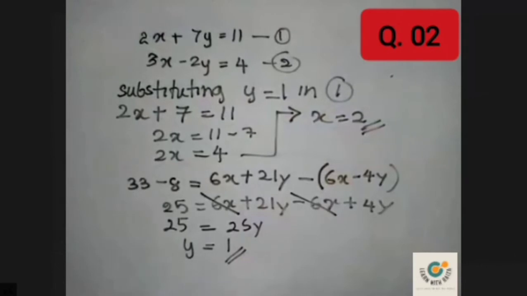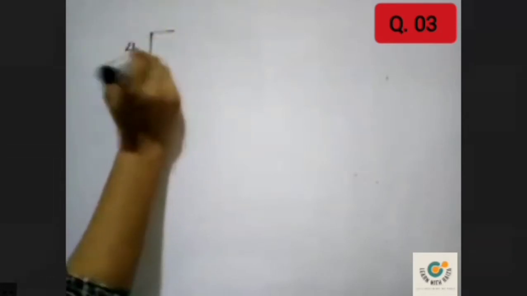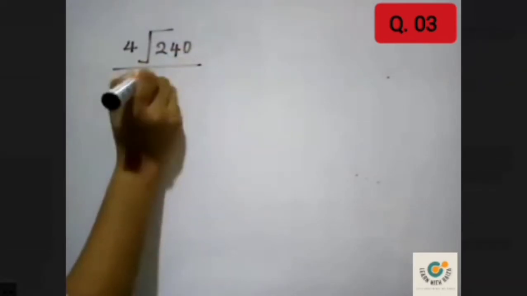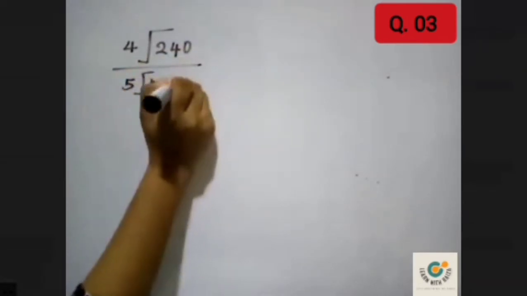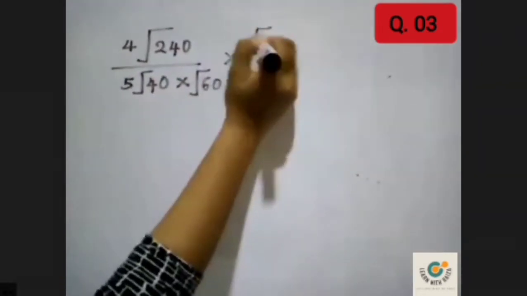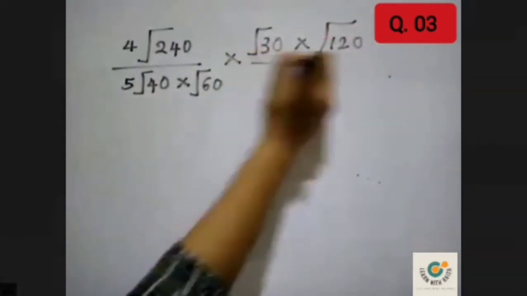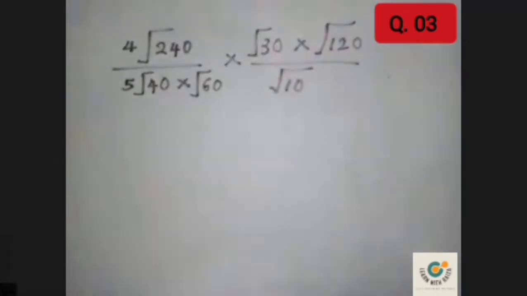Now I'm going to take my third question. That is related to your real numbers lesson. A little bit of square roots are given there. We'll see. This is my question: square root 240 upon 5 root 40, multiplied by root 60, multiplied by root 30, multiplied by root 120, and I'm going to divide by root. This is the question. Now we see how to solve this.